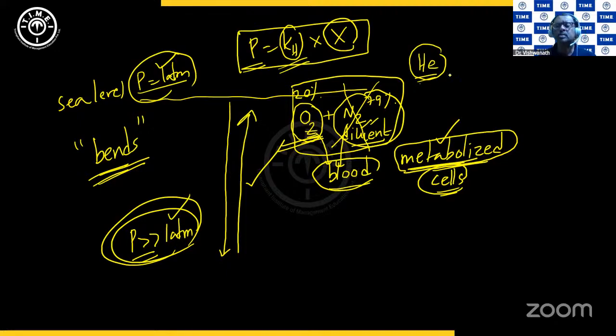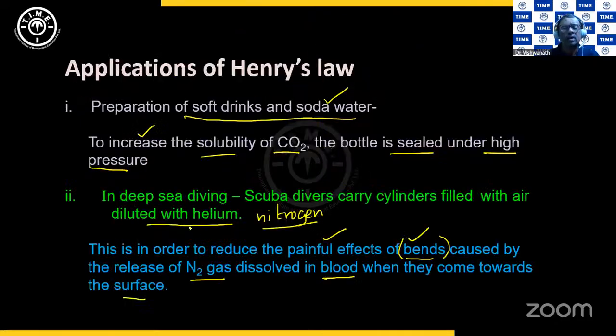Therefore, nitrogen has been replaced by helium, which is what you saw in the previous slide, that it is diluted with helium, not with nitrogen gas, because nitrogen gas causes bends, because nitrogen is more soluble than helium. Nitrogen has got lesser KH value than helium, and therefore dissolves more in blood, and therefore causes more pain, right? So scuba diving now uses helium instead of nitrogen to dilute the oxygen. I hope this is clear. Yes, so much of practical importance is this Henry's law.